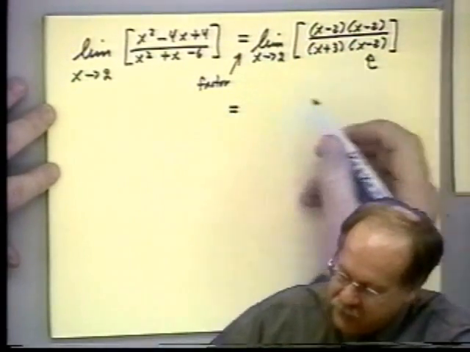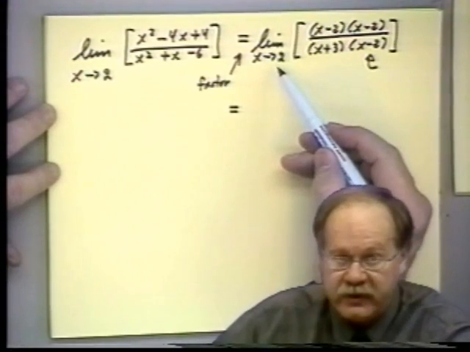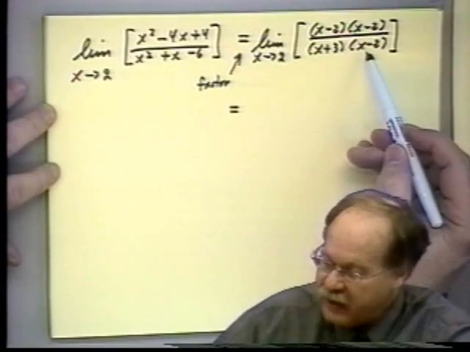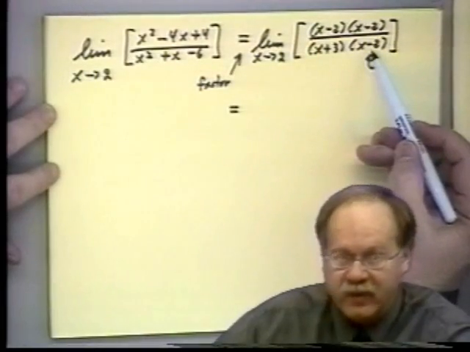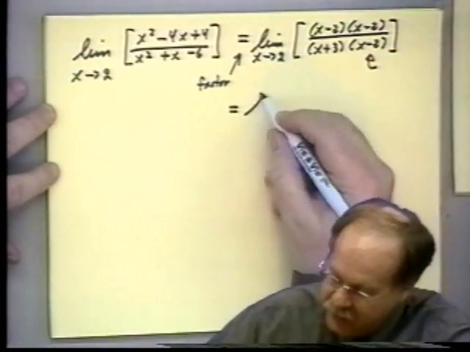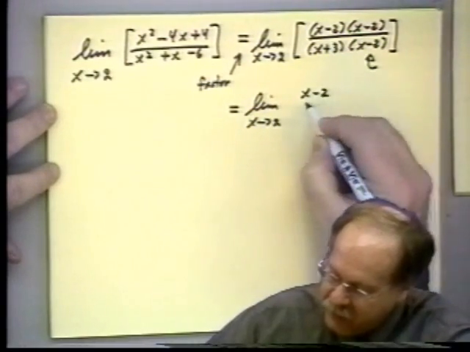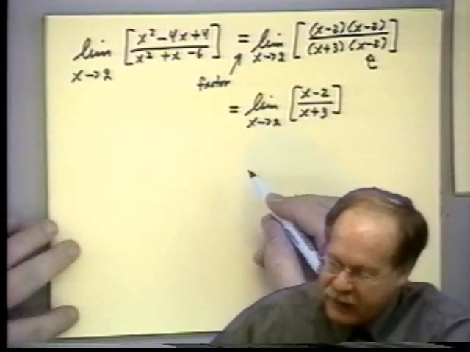And I remember my limit theory that as x is approaching 2, x is never equal to 2. And because it's never equal to 2, that means x minus 2 is never 0. So this number on the top and the one on the bottom are non-zero. One over the other gives you 1. They're gone. So this gives you the limit as x approaches 2 of x minus 2 over x plus 3, and that's all that's left.